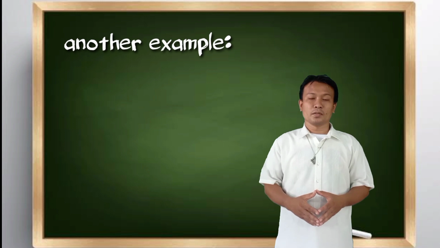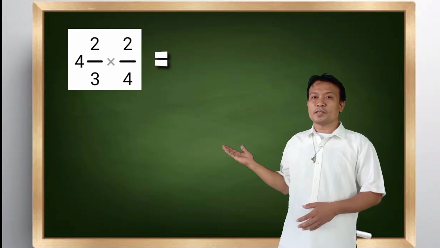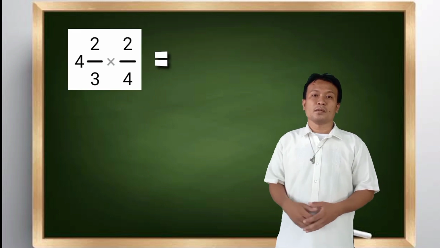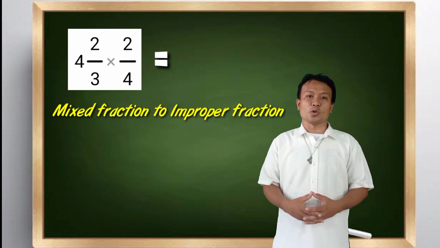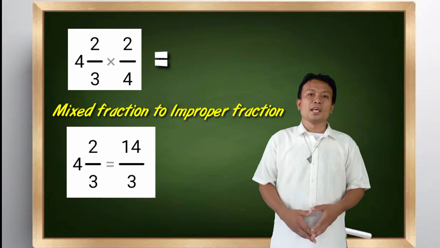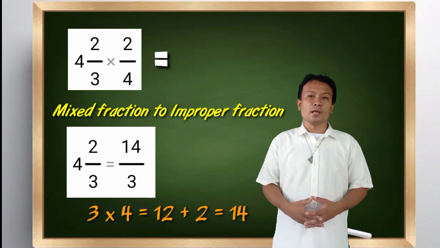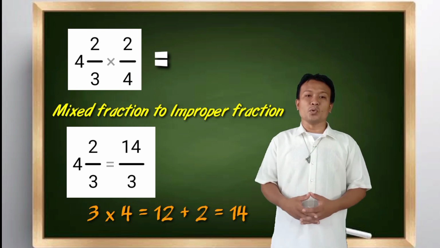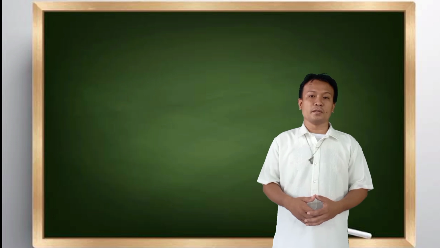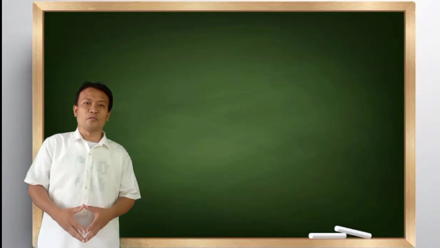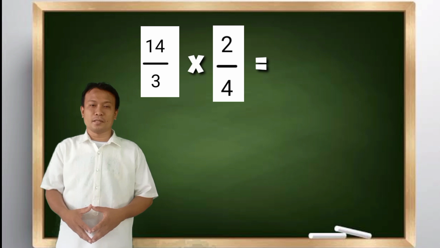Another example, 4 and 2/3 times 2/4. First, change 4 and 2/3 to improper fraction. Simply, multiply the denominator 3 to the whole number 4 and add the numerator 2. So, 12 plus 2 is equal to 14. Then copy the denominator 3, that makes 14/3.